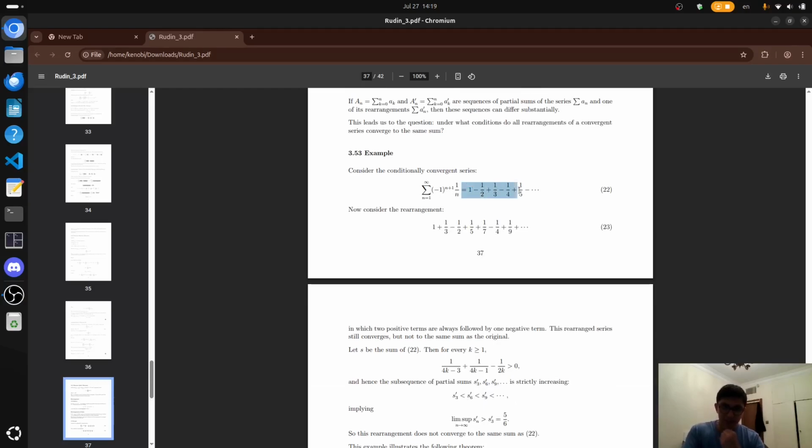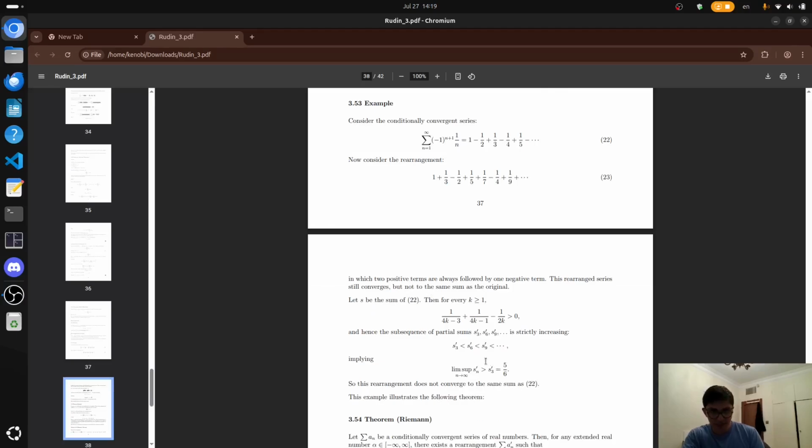Basically imagine we have this series over here and we have this similar series over here. What we're doing is a rearrangement in which two positive terms are always followed by one negative term. So we have 1 plus 1/3, which are the first two positive terms, and then negative 1/2. Then 1/5 and 1/7, which are the next two positive terms, minus 1/4, etc. And the sum is going to be of this form. And we notice all the multiples of 3 are going to be less than each other.